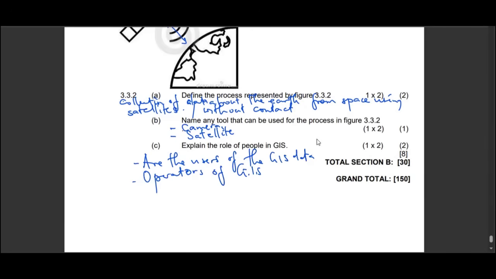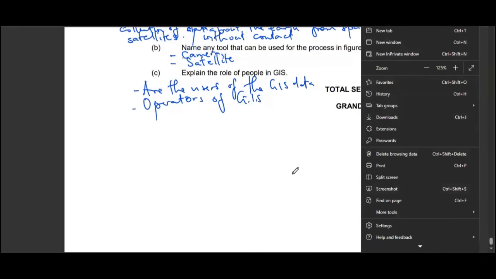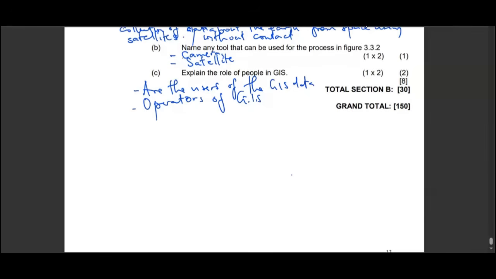So, and also we have designers of the systems that we use that would design software. Those are specialists who operate the system of GIS. So basically that's the picture of the role of people in GIS. Right, with that being said and done, I can say we have come to the end of this discussion. This brings us to the end of our section B with 30 marks and the grand total of the paper being 150 marks. So I can safely say we have done justice to this particular setup of a paper, and I think this is going to assist you in preparing for your June examinations.